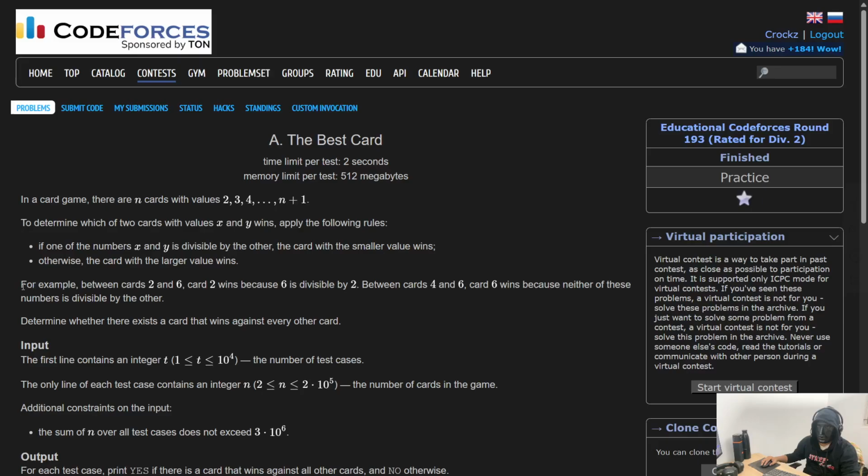For example, between card 2 and 6, card 2 wins because 6 is divisible by 2. Between card 4 and 6, card 6 wins because neither of these numbers is divisible by the other. So determine whether there exists a card that wins against every other card.